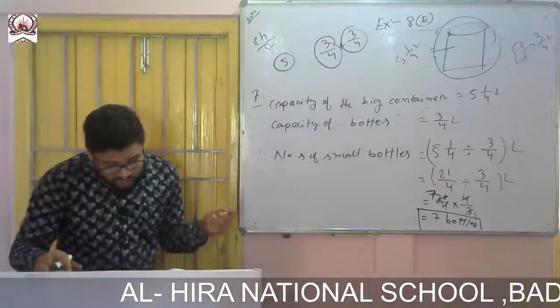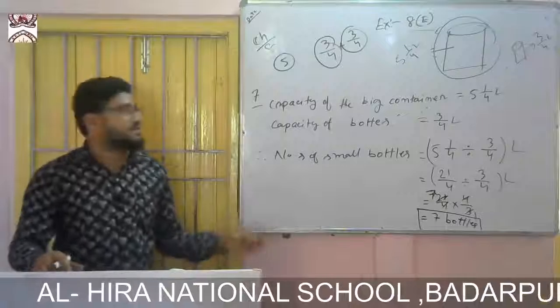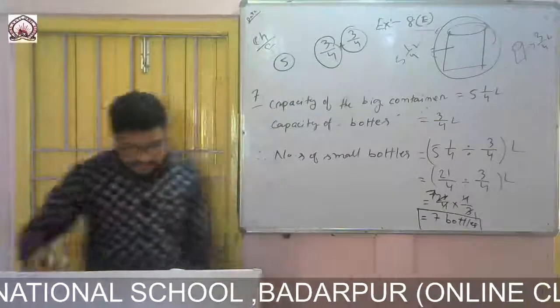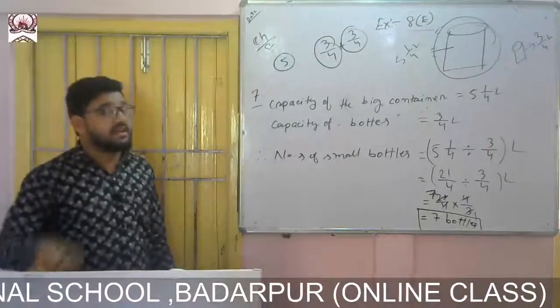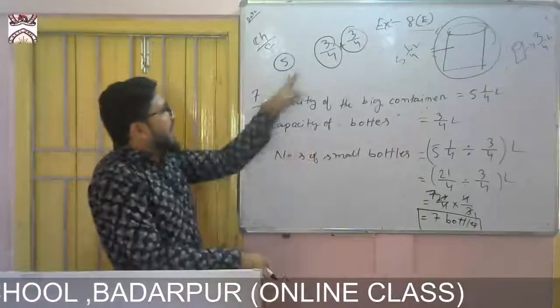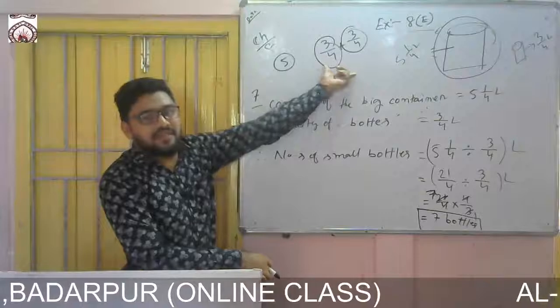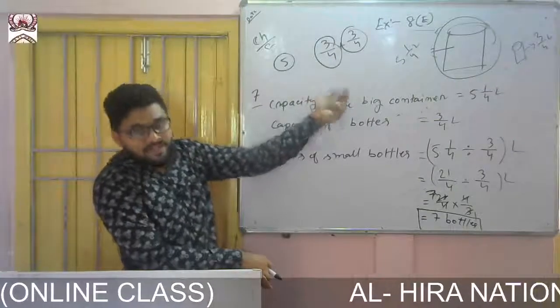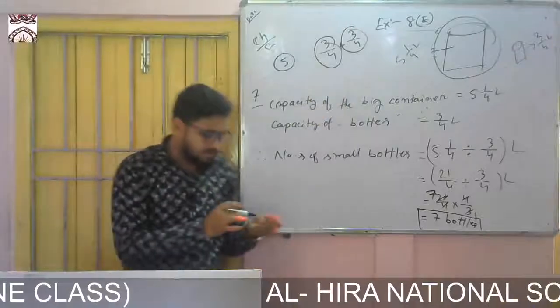And the rest of the salt she bought in half kg packets. Then how many half kg packets did she buy? It is easy. From 5 we'll subtract this. After that, whatever fraction remains, I shall divide by half. Then I'll get the answer. So see.